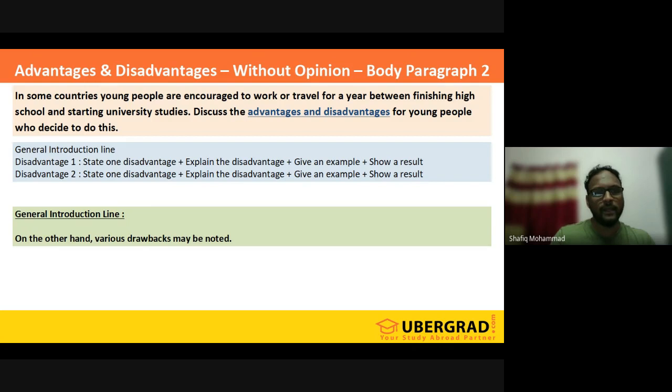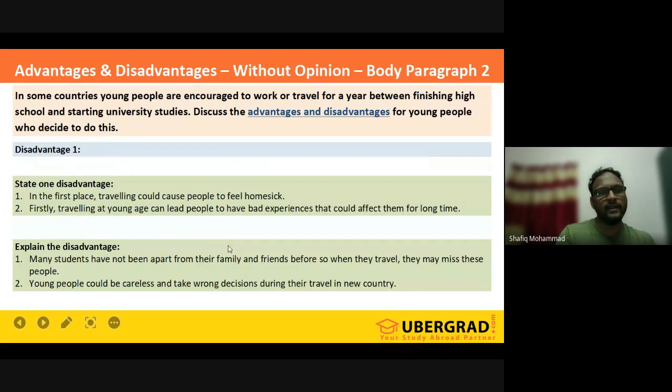Okay, then what is the general thing we need to write about? On the other hand, we'll start like this: various drawbacks may be noted. So how will we write here? In the first place, traveling can cause people to feel homesick. So this is a disadvantage, right? Those who go abroad might feel homesick. They miss their home country, their people, parents and all, right?